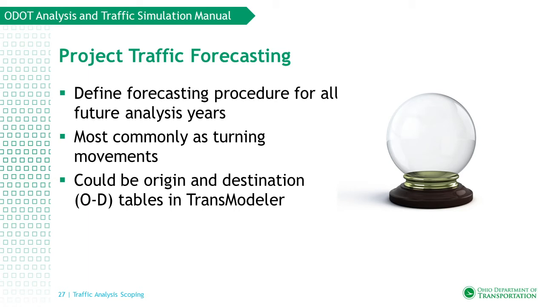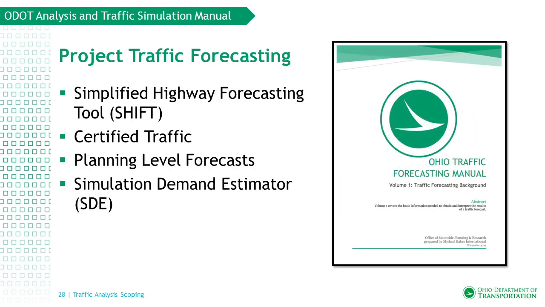OD tables may be especially beneficial when new connections are constructed or when route choices may be altered because of the improvement being analyzed. For ODOT projects, there are 4 primary ways to develop traffic forecasts. Using the Simplified Highway Forecasting Tool, or SHIFT, growth rates for state roadways are generated using historic trend line analysis and travel demand model of record. SHIFT growth rates can be obtained from the District Certified Traffic Coordinator. With certified traffic forecasts, forecasts are developed in accordance with the methodologies outlined in ODOT's Ohio Traffic Forecasting Manual.